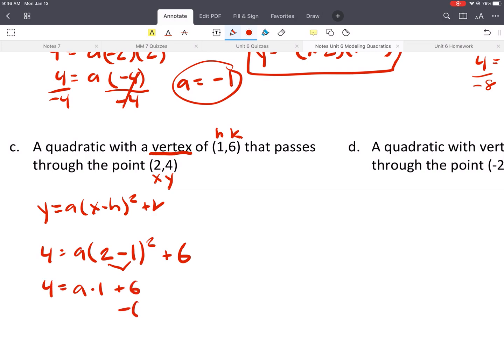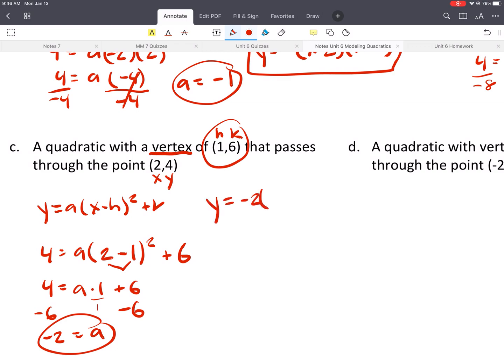Okay, so we'll subtract 6 from both sides. That gives us negative 2 is equal to A. Okay, if you wanted to, you could divide both sides by 1, but that doesn't change anything. Okay, so just A equals negative 2, and then we have A, we have our H and K. We'll plug it into our equation. Y equals negative 2 times X minus 1 squared plus 6, and that would be your equation.